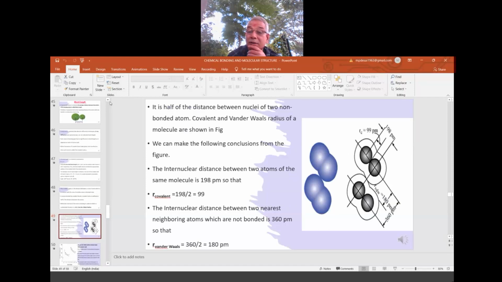Now see here. Covalent radius equals 198 by 2, so that is equal to 99. That was one small sample I have taken just to understand covalent bond or van der Waals force of attraction. Van der Waals force of attraction is between two molecules. When two atoms are approaching, what force is there between these two? That is called van der Waals force of attraction, and that radius is called the van der Waals radius, or the van der Waals length.